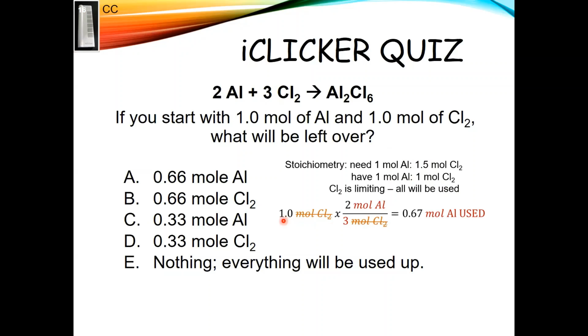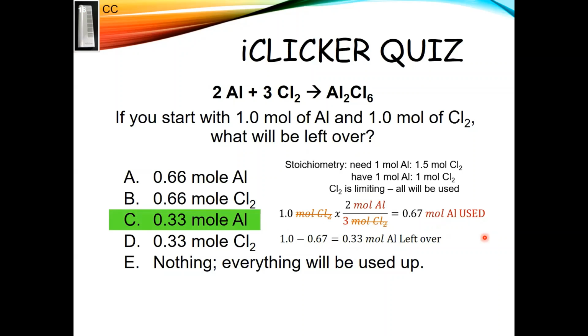So we can calculate then how much aluminum is used up. We're going to take our 1 mole of chlorine, multiply it by our mole ratio between aluminum and chlorine, which in this case is 2 to 3. We're going to find that 0.67 moles of aluminum are used up. We're then going to take our starting amount of 1 mole of aluminum, subtract 0.67 moles that are used up, and we'll find that there's 0.33 moles of aluminum left over.